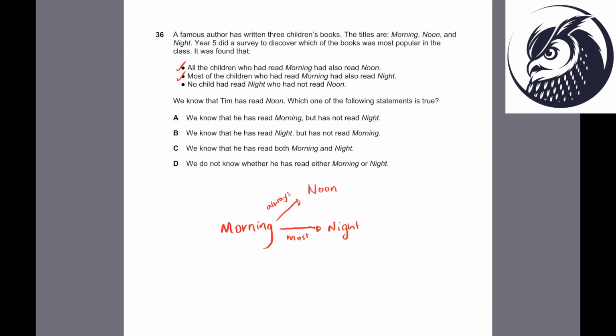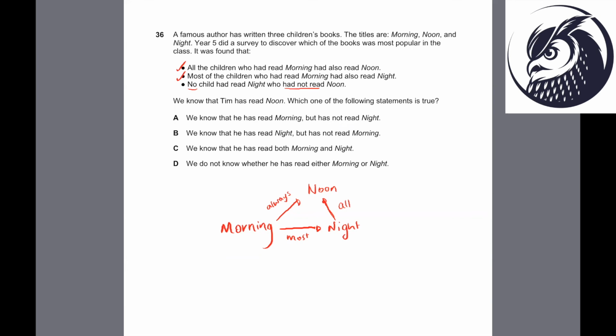And then lastly, we know that no child had read night who had not read noon. Again, just be careful. This is a double negative. So it says no child, and it also says had not read noon. So it cancels out. What it actually means is that anyone who's read night has also read noon. So what I will do now is just draw an arrow that says that all the people who've read night have also read noon. So you can see there's this little triangle going on showing the relationship between all the books.